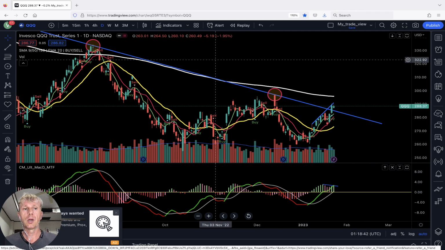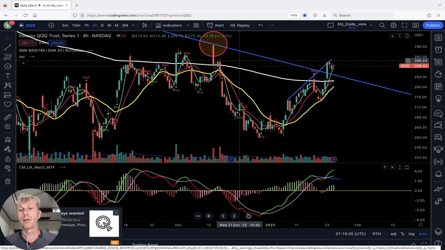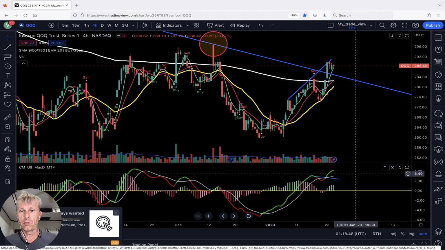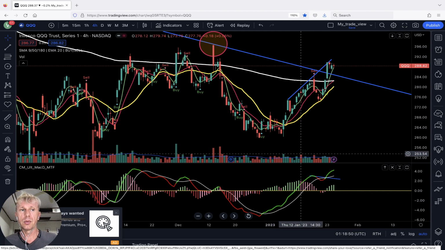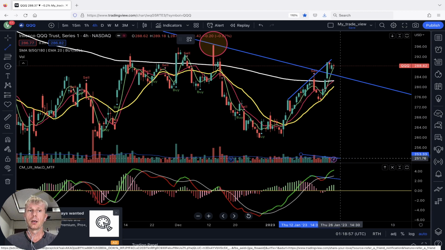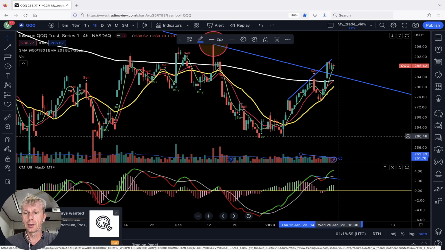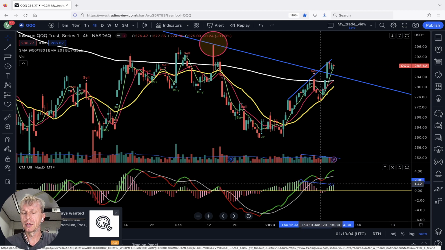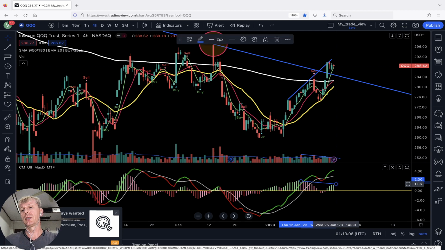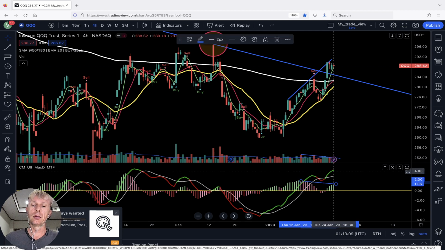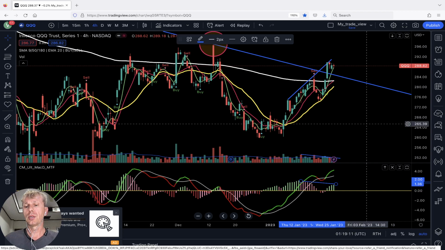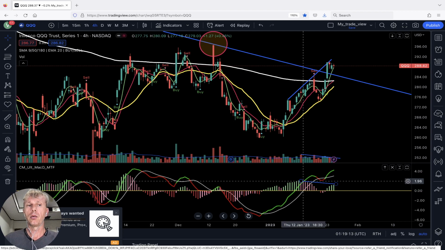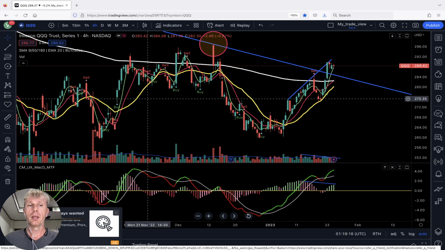Let's move to 4 hours. On 4 hours, price action is up. Volume is decreasing on the Qs. MACD is still up, but the MACD histogram has a bearish divergence. MACD is still green and up. Still bullish, but it has bearish divergences on the histogram and volume.